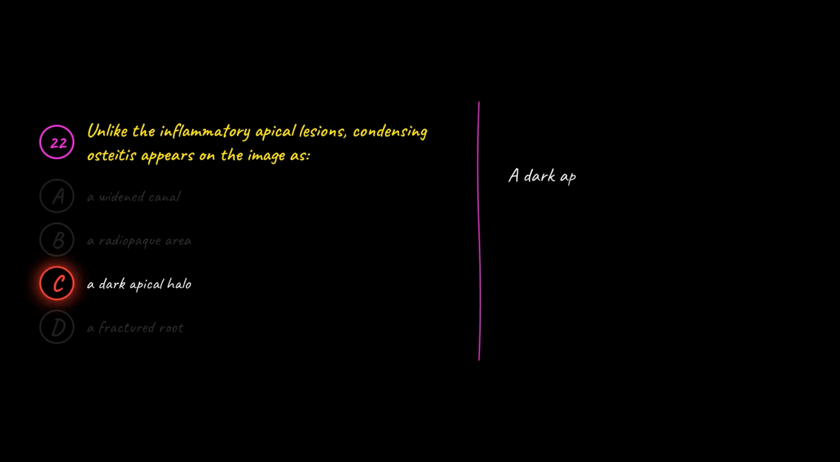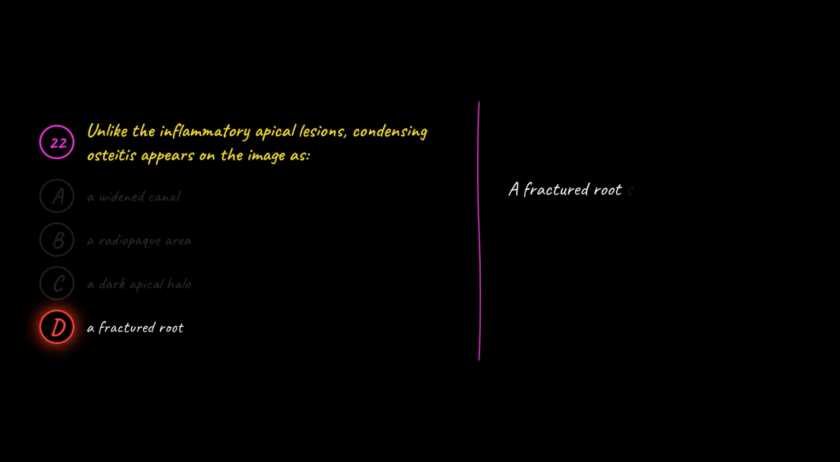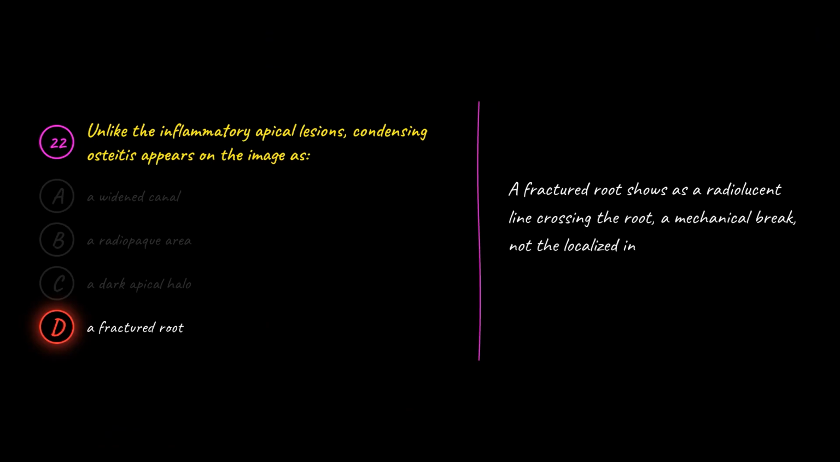C is wrong because a dark apical halo describes the radiolucency of an abscess, granuloma, or cyst. Condensing osteitis is the opposite, gaining bone instead of losing it at the root tip. D is wrong because a fractured root shows as a radiolucent line crossing the root, a mechanical break, not the localized increase in bone density that defines condensing osteitis.